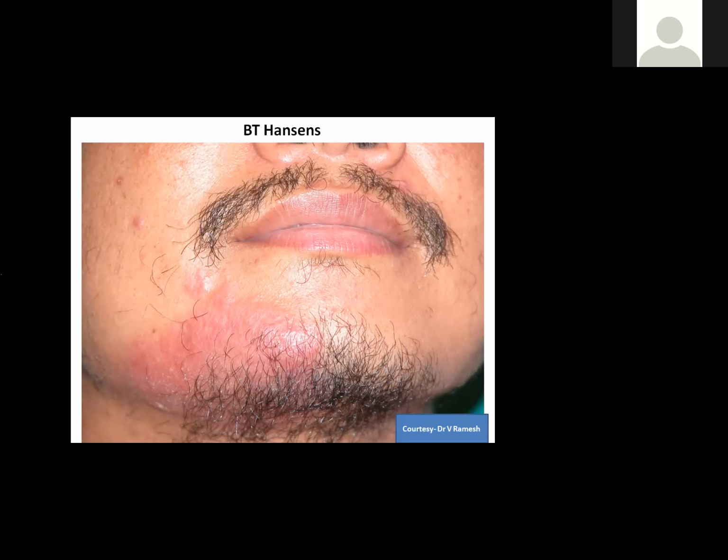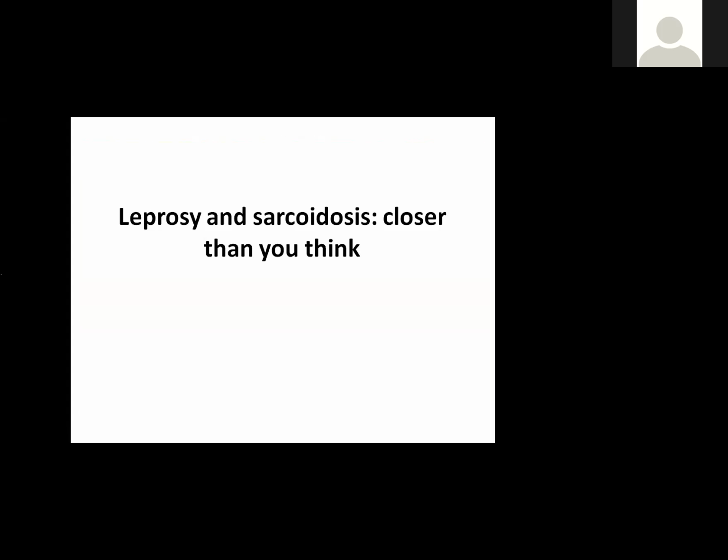of sarcoidosis, which suggests that even the reverse can happen. Not only can cutaneous sarcoidosis show a biopsy that mimics leprosy, but leprosy can also show a biopsy that looks just like cutaneous sarcoidosis. And so the important conclusion is that leprosy and sarcoidosis are probably closer than we think.